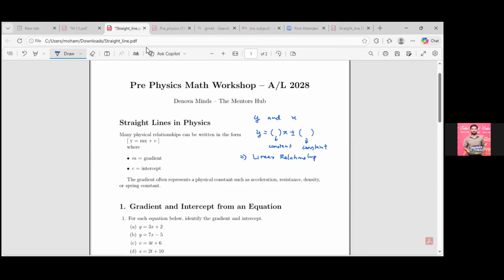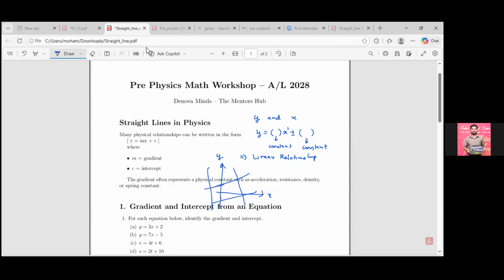When you have a relationship like this, the x should have the first power on it. The power should be 1 for x, right? So if you have something like this, we call it a linear relationship. When you plot this relationship, y versus x, in a graph, remember you'll always get a straight line. You'll always get a certain straight line like this.